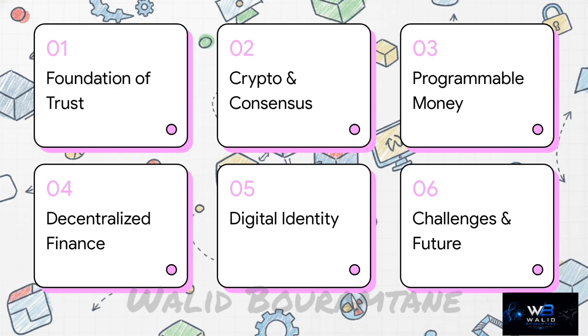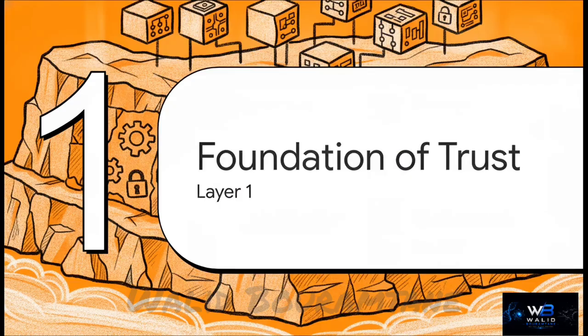Here's our roadmap. First, the foundation of trust. Then, cryptocurrencies and consensus. Next up, programmable money, followed by decentralized finance, self-sovereign digital identity, and finally, we'll wrap up with challenges and the future. Section 1. The Foundation of Trust.